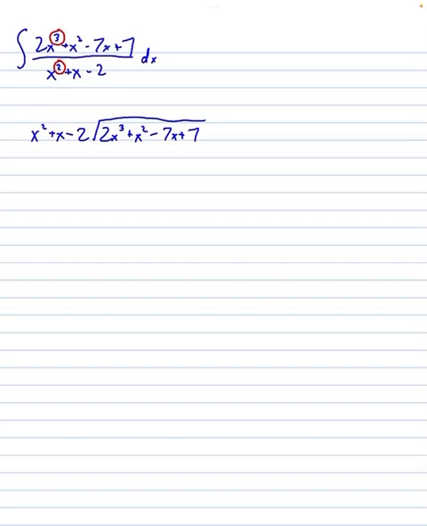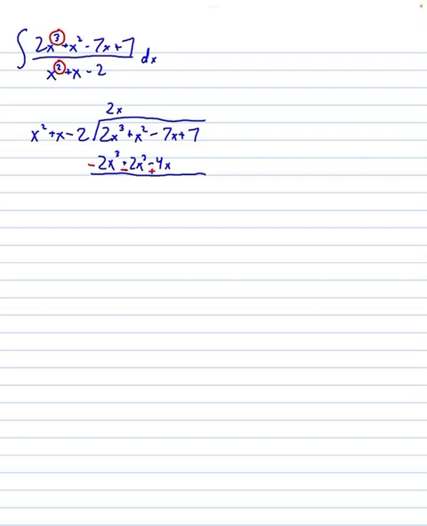Now, if we remember, x squared will go into 2x cubed 2x times. 2x times x squared is 2x cubed. And then 2x times x is 2x squared. And then 2x times negative 2 is negative 4x. Okay, now once we sum this up, if you remember, this is positive, so it's going to be negative. This is positive, so it's going to be negative. This is negative, so it's going to be positive.